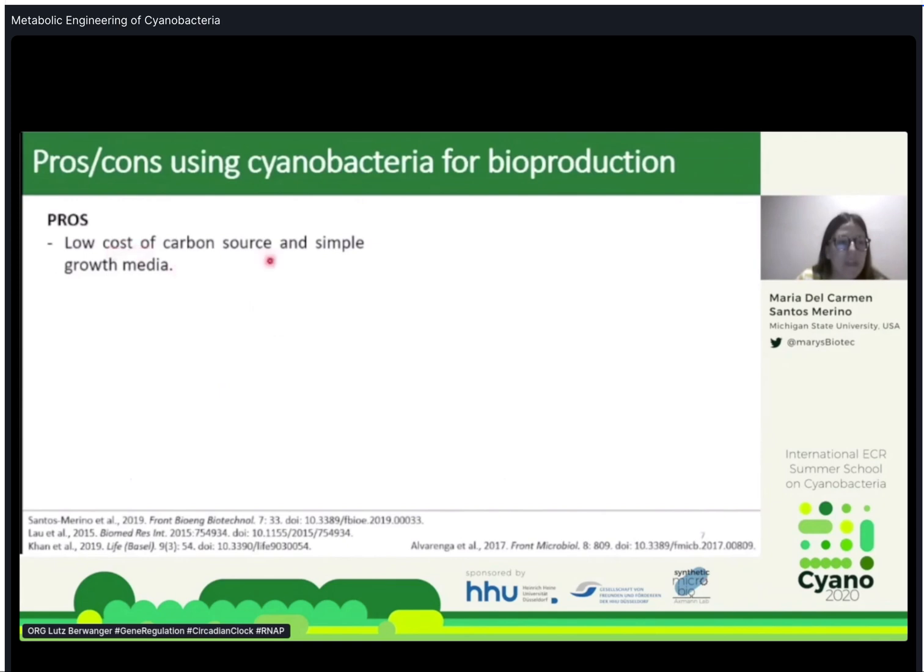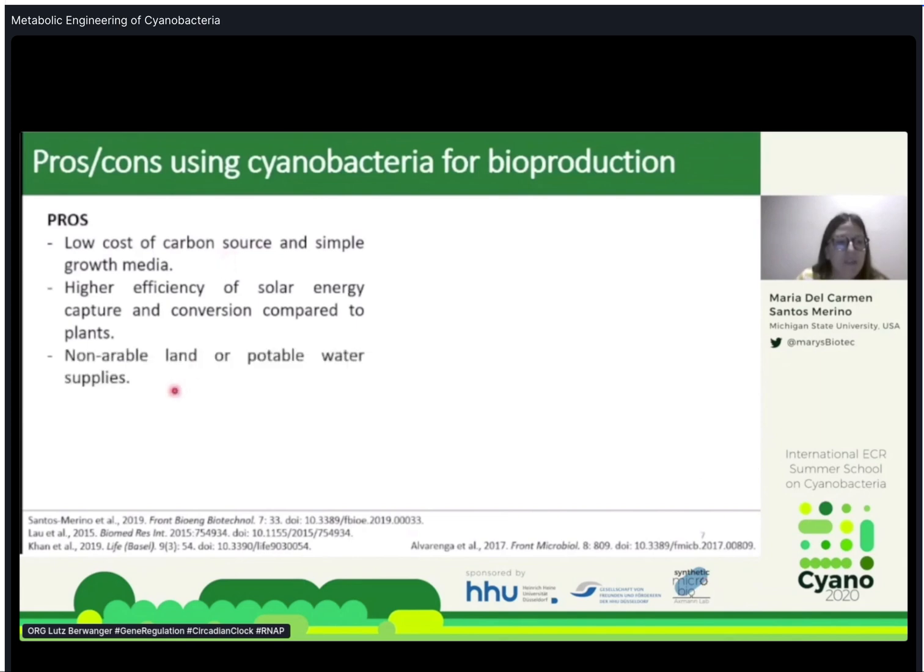because the media that they use is very simple, and also the carbon source that this media contains is very cheap. Also, if we compare with plants, cyanobacteria show higher efficiency of solar energy capture and conversion, as well as they don't compete with arable land or potable water supplies. Moreover, the production processes in cyanobacteria are carbon neutral, because instead of producing CO2, these organisms are able to consume this molecule.